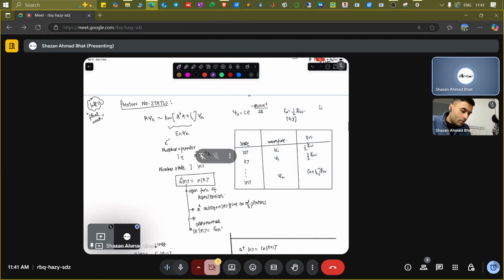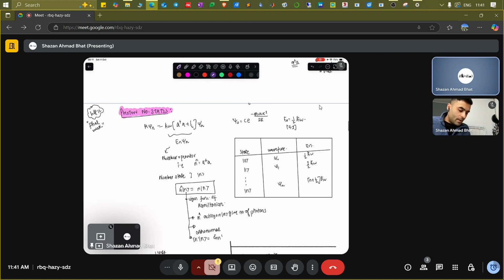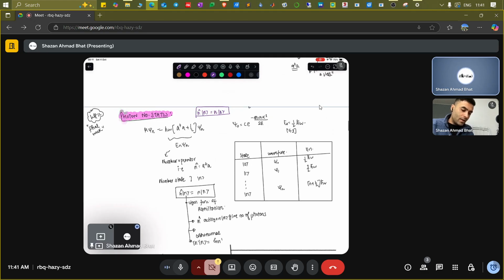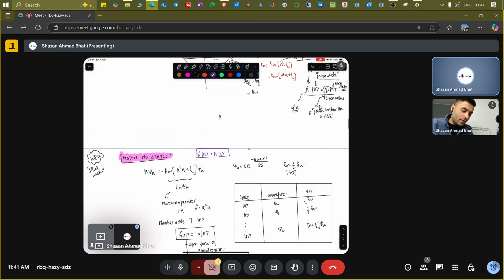So now if we talk about photon number states, just like I talked about what a photon number state is: if you have a number operator, you operate it on a number state, it gives you the photon number and the number state, an eigenstate. Just like if you have a Hamiltonian operator operated on a wave function, it gives you the energy and the wave function. So this is the eigenvalue and this is the eigenvector.